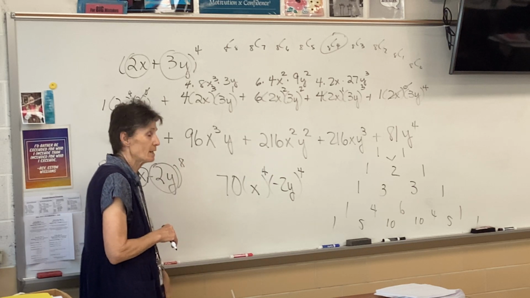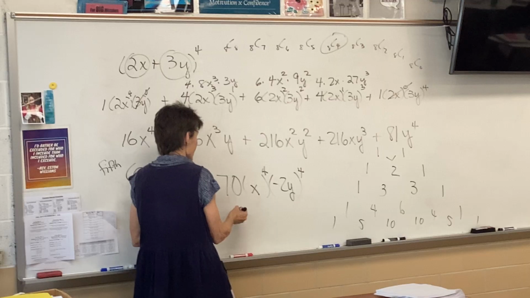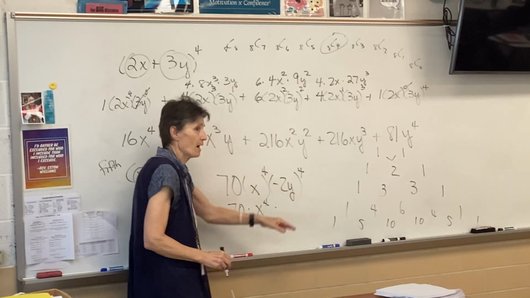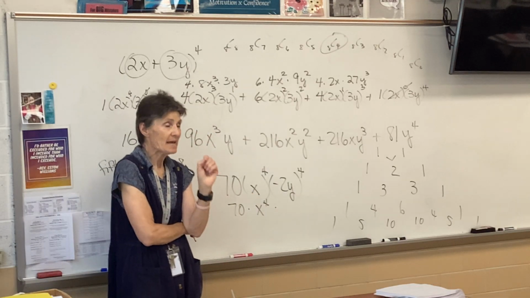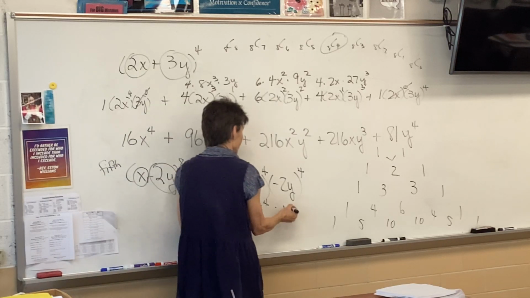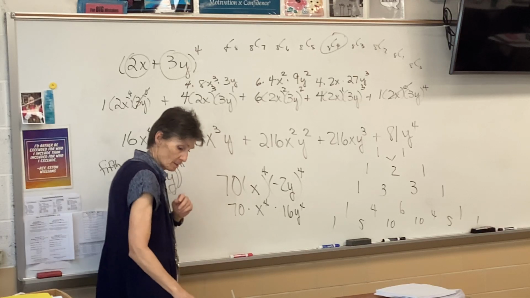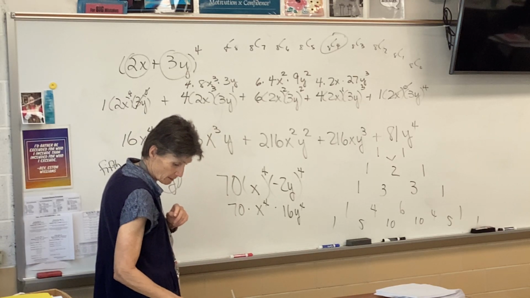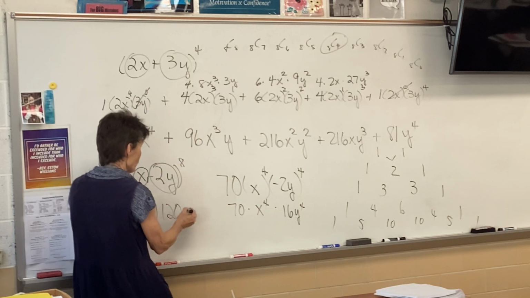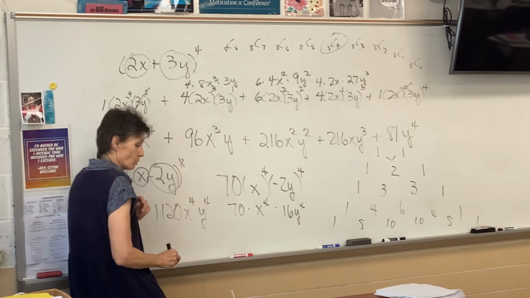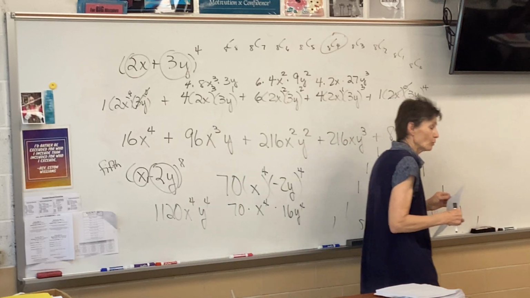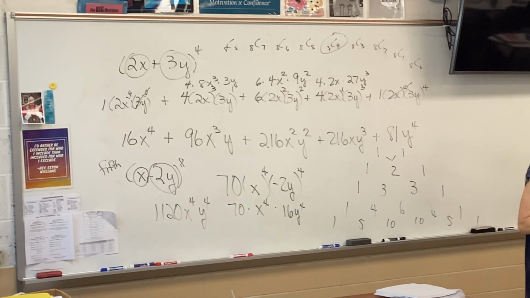Now we simplify. So we have 70, X to the 4th. Now what's this guy? That's not a minus, that's a negative. Negative 2 to the 4th is 16. So I'm going to take 70 times 16. The answer to that question is 1120 X to the 4th, Y to the 4th. That is the term in the 5th spot.